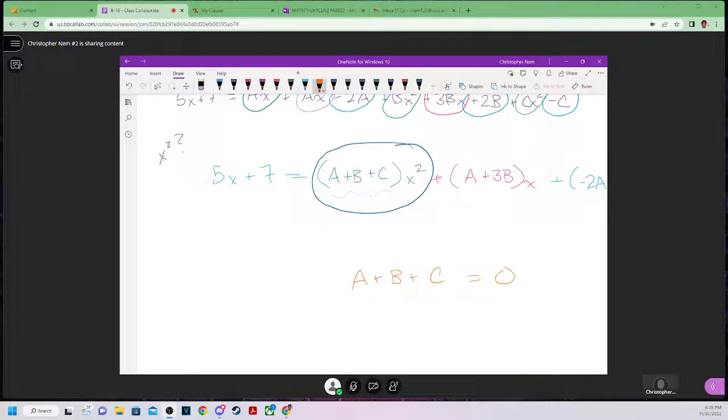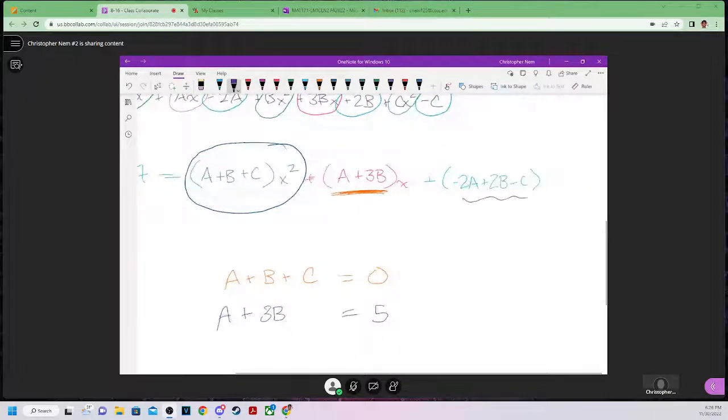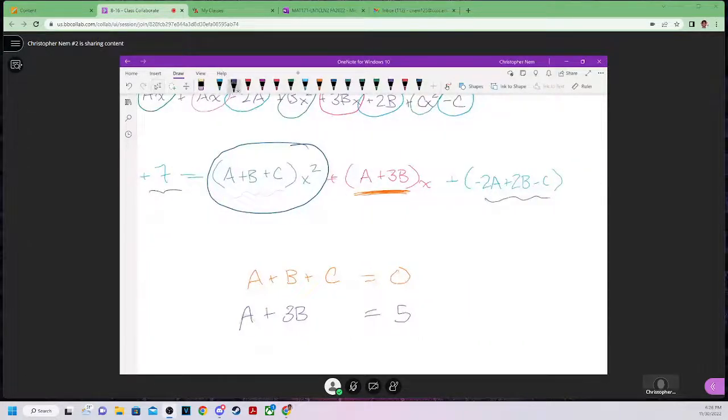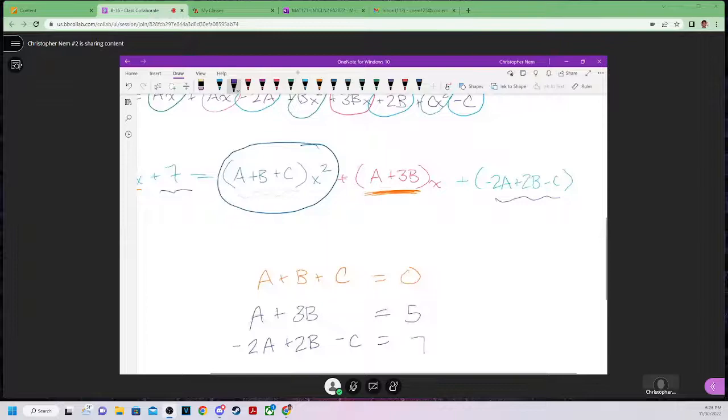Now, look over here. The coefficient of x is 5. The coefficient of x is over here. They're both coefficients of x. They should be the same, which means the next equation I can write down is a plus 3b is equal to 5. And then the last part is our constant. Well, our constant is 7. So that means we have negative 2a plus 2b minus c equals 7.